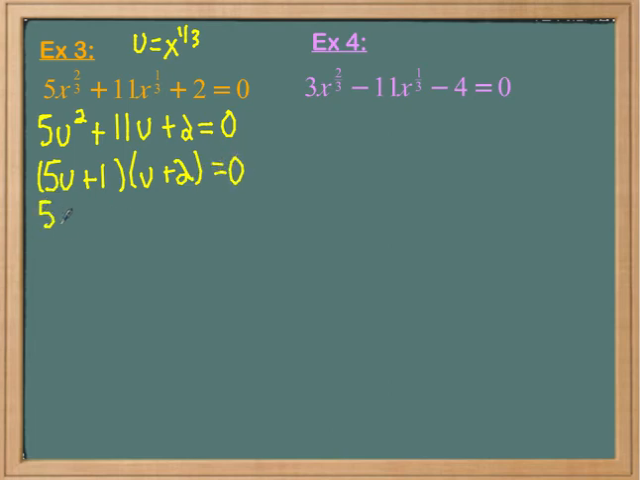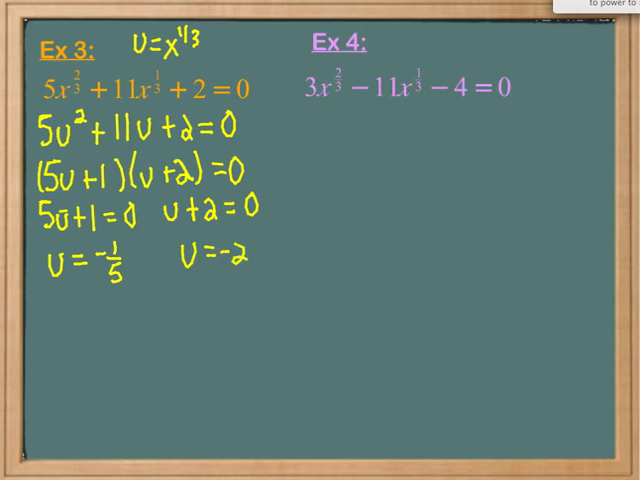So I set 5u plus 1 equal to 0 and u plus 2 equal to 0, and I solve. So u is equal to negative 1/5, and I get u is equal to negative 2. But remember, I don't want u, I want x, so I resubstitute.